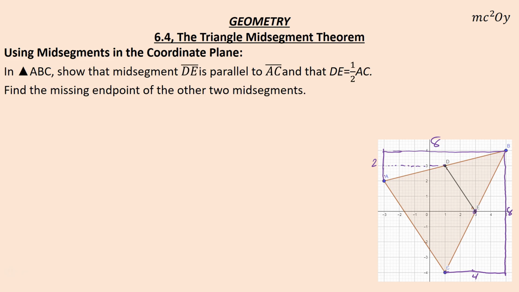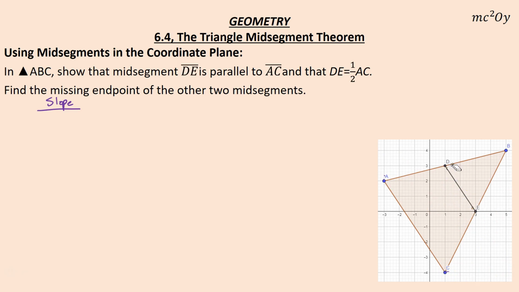So we want to show that DE is parallel to AC. How could we do that? Well, we know that parallel lines have the same slope. So let's look at slope. There's a couple ways to do this. If you're given a picture, finding slope is a lot easier. So let me get rid of all this other stuff that I've drawn on here. You don't have to on yours if you sketched yours out, but finding slope is easy if you have a picture.